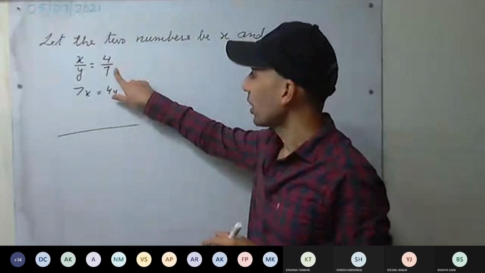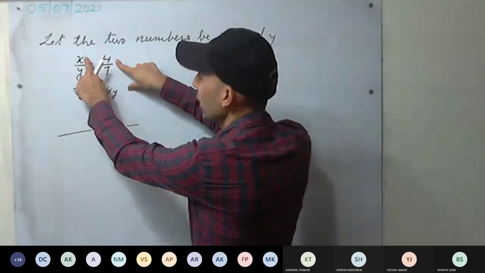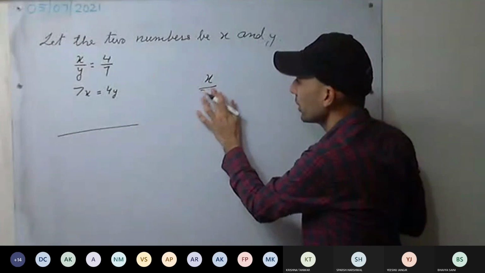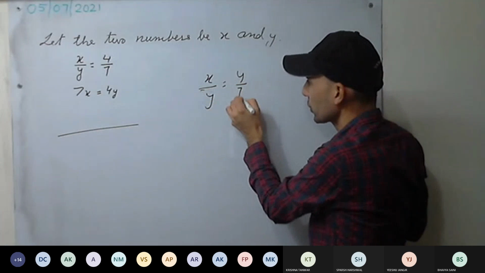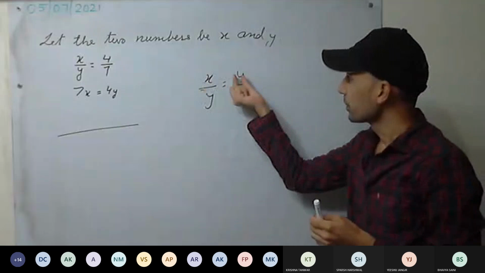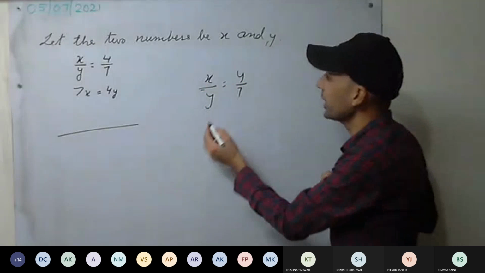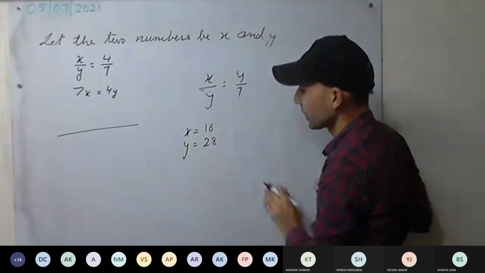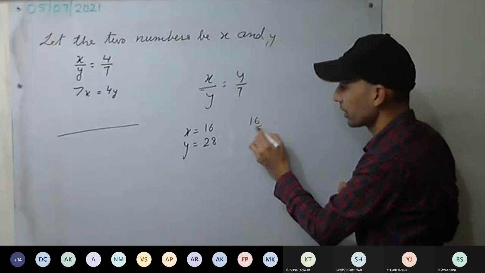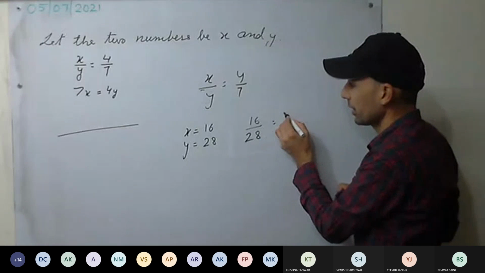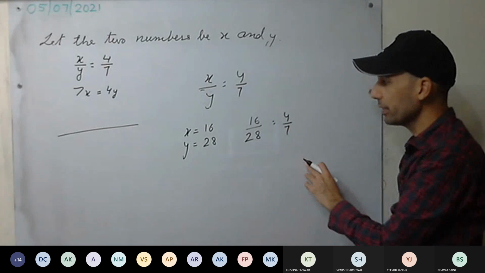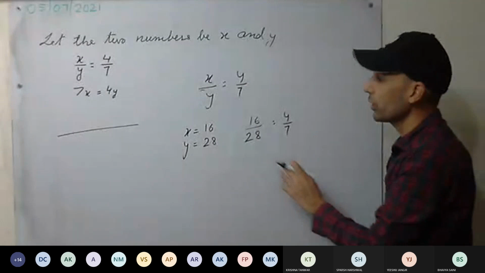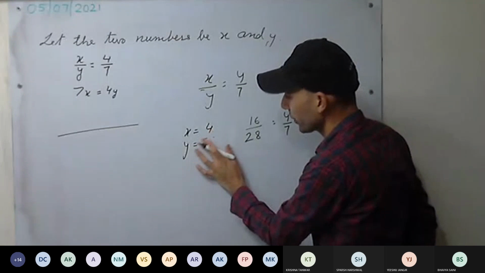7x. No, listen here. The ratio x is to y equal to 4:7. X by y equal to 4:7. How are they related? Which is bigger? Okay, if I say x equal to 16, y equal to 28, the ratio will be how much? That is 4 by 7. Or if I say x equal to 4, y equal to 7.